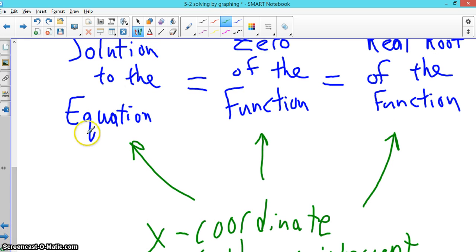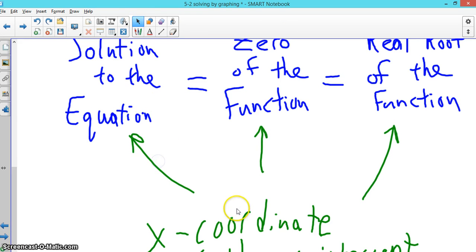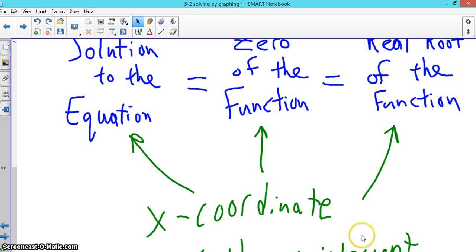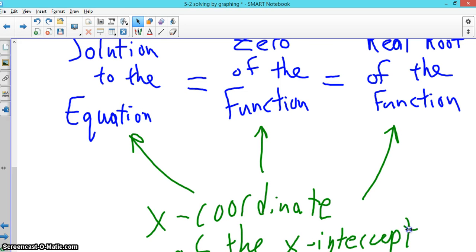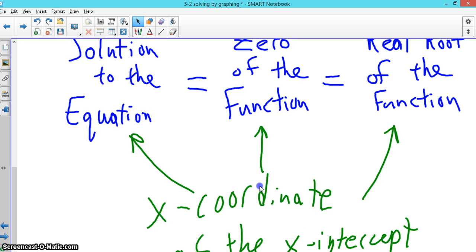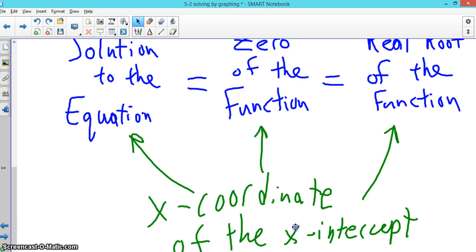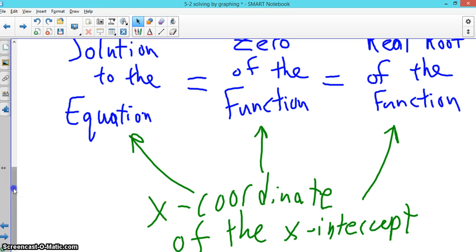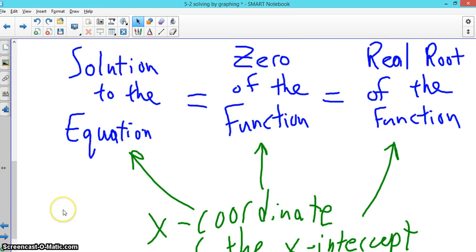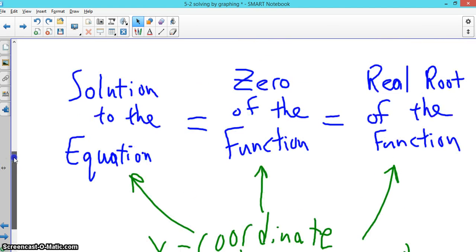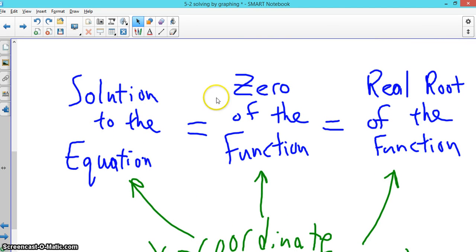Basically, these four things all mean the same thing. These are all the x-coordinates of the x-intercept or x-intercepts. There's basically three different ways, well, four. But the x-coordinate of the x-intercept is the solution to the equation. Sometimes we call it the zero of the function. Sometimes we call it the real root of the function, the root of the function.